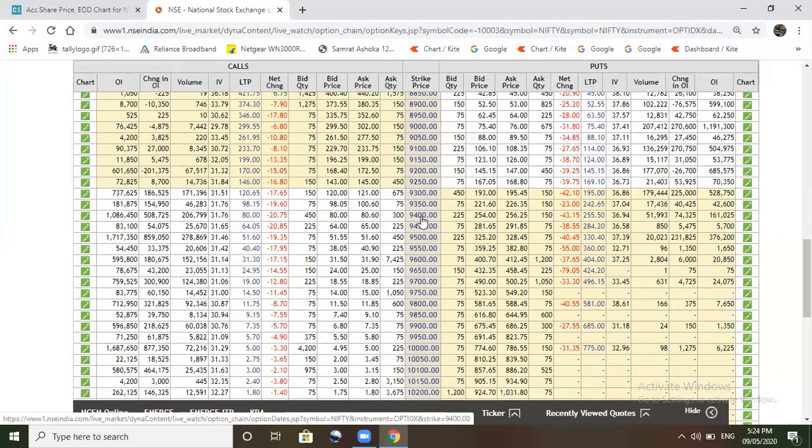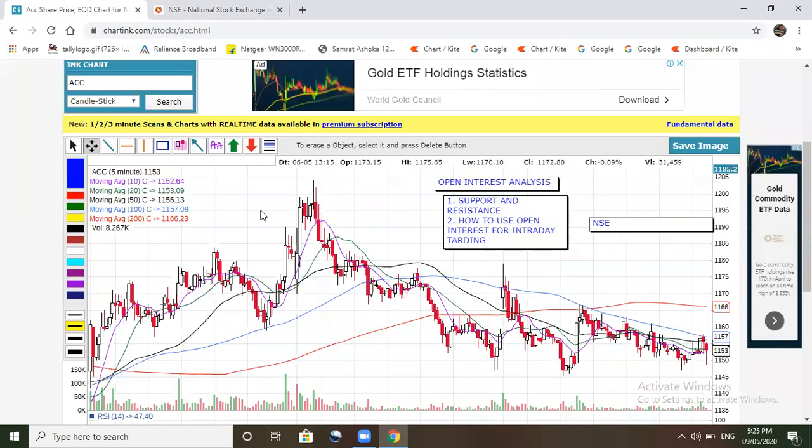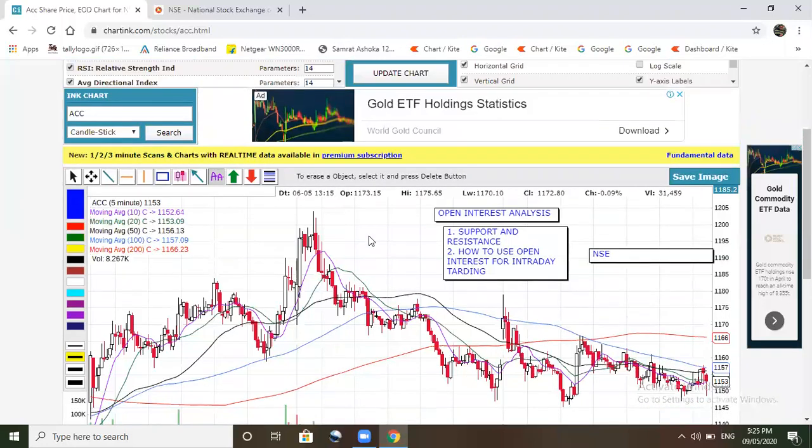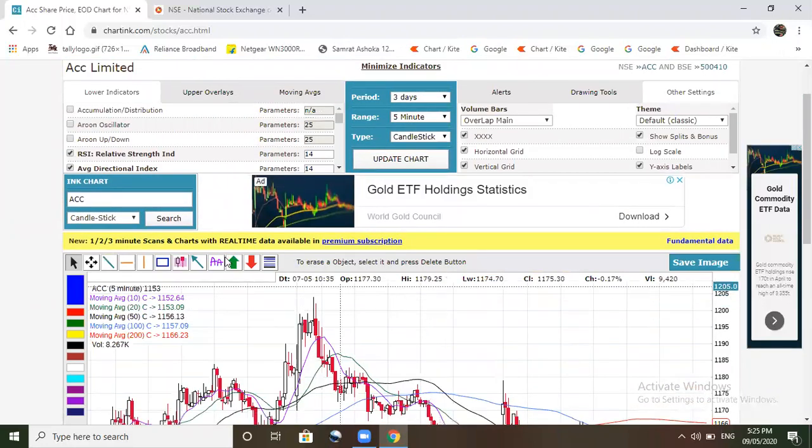Now, first we will understand a few concepts. If you look at the call OI, at every level, if the OI is increasing, see here at this level OI is increasing by 1,86,500, but the price of Nifty is going down. So let's understand the call side first. This you have to remember.